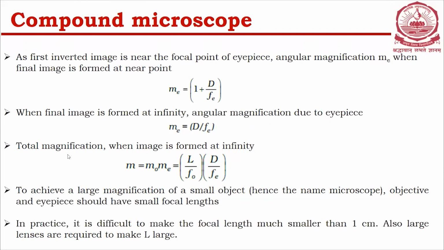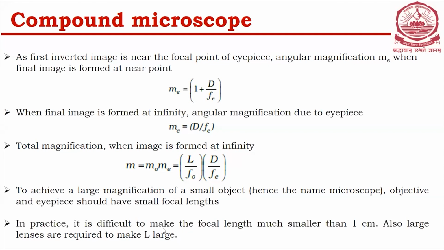Okay. So now what is the total magnification, as I told before? So angular magnification multiplied by linear magnification, L by f naught into D by f_e. This is the total magnification of your microscope. Okay. So this is what is achieved. So depending on your focal length of the objective and eyepiece, your magnification will vary.